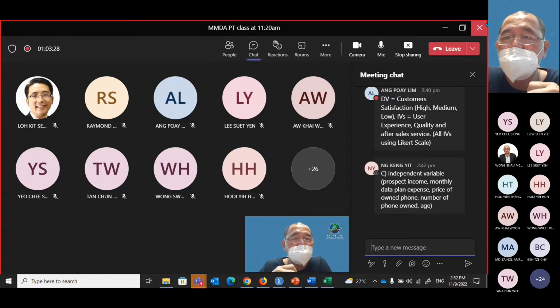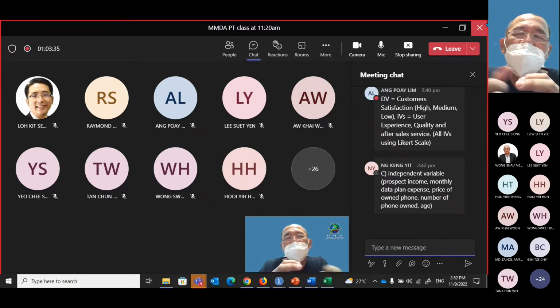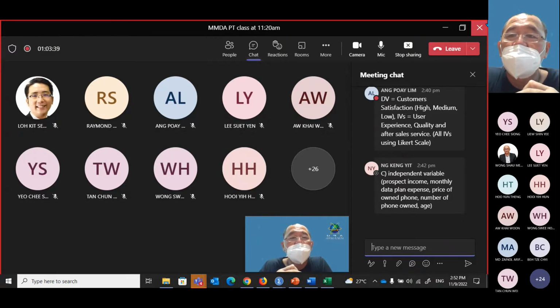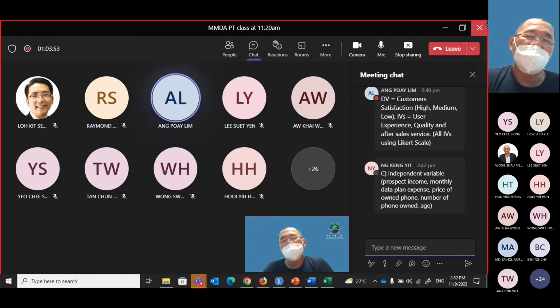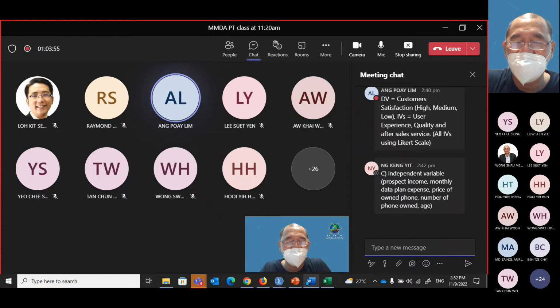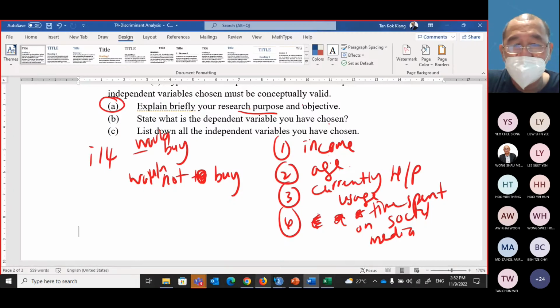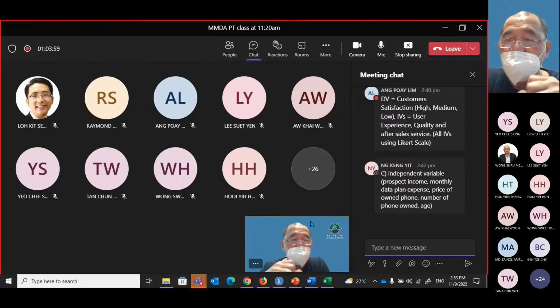Okay, here is another example. Customer satisfaction, user experience. User experience can be ordinal, can be used like a scale. Quality and after sales service also can be like a scale, but not enough. You can see you have only two independent variables. So the minimum is 5, is it? I mean for this question, it's 5. I see. Thanks, sir. Okay, for this question, you see a bit more.